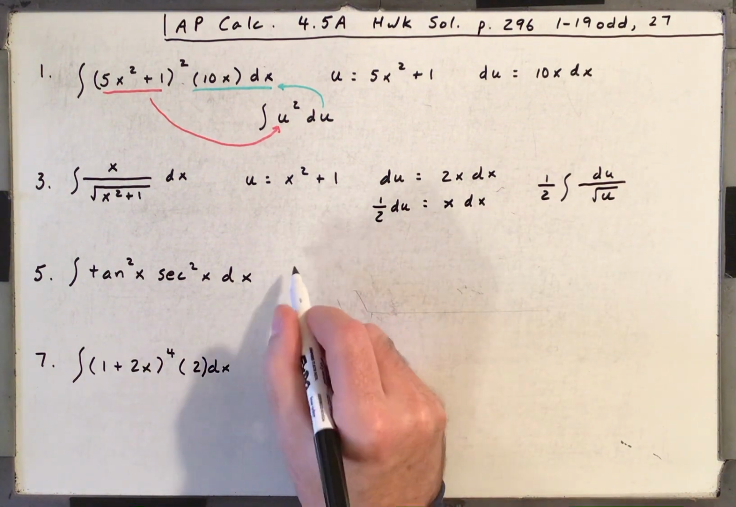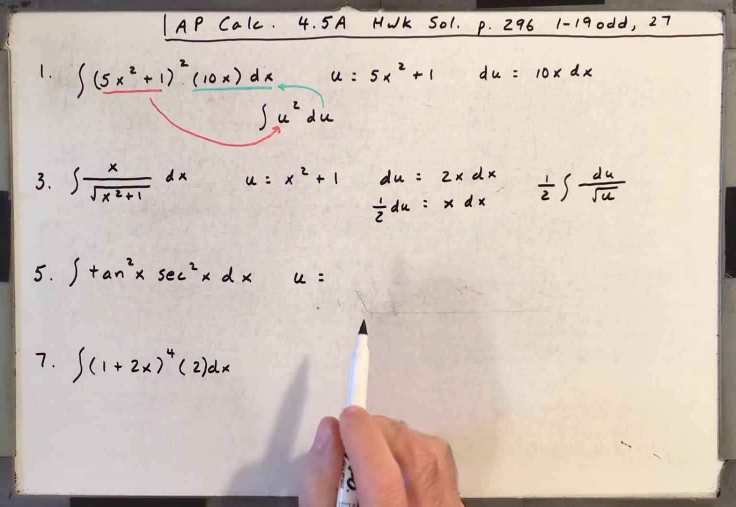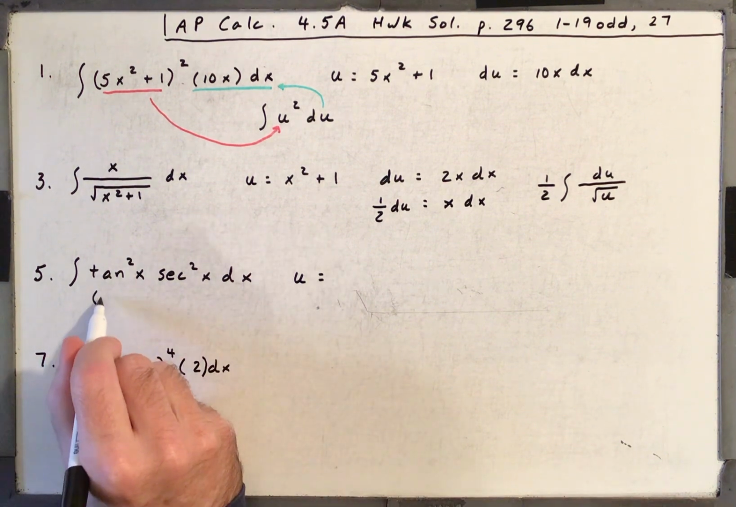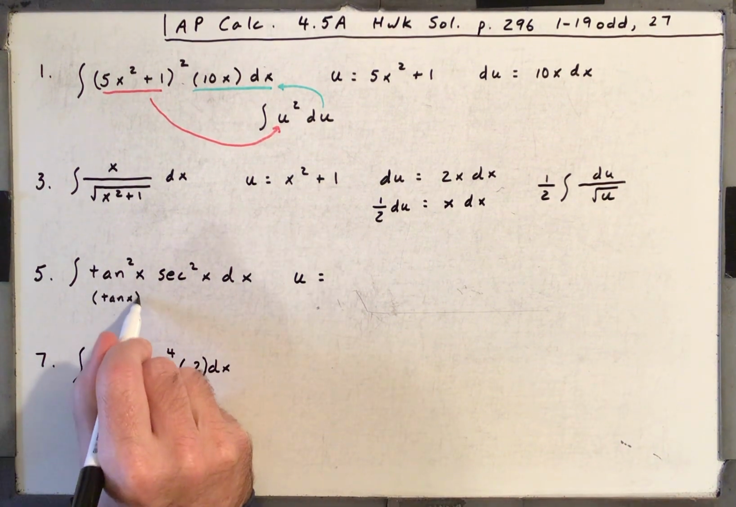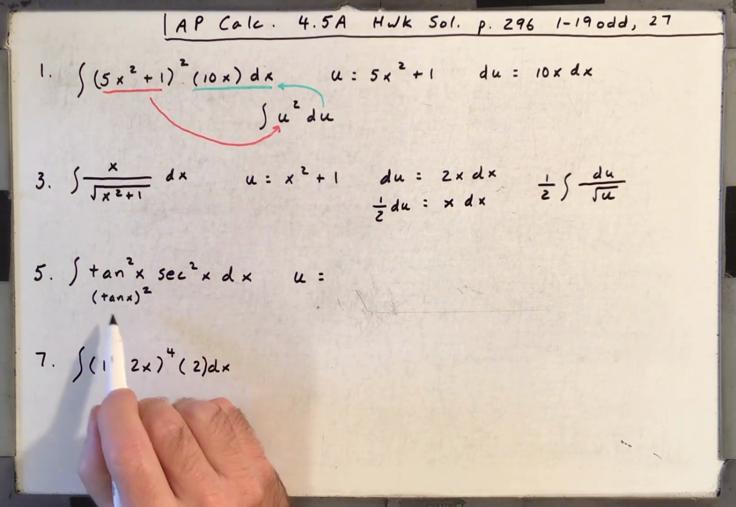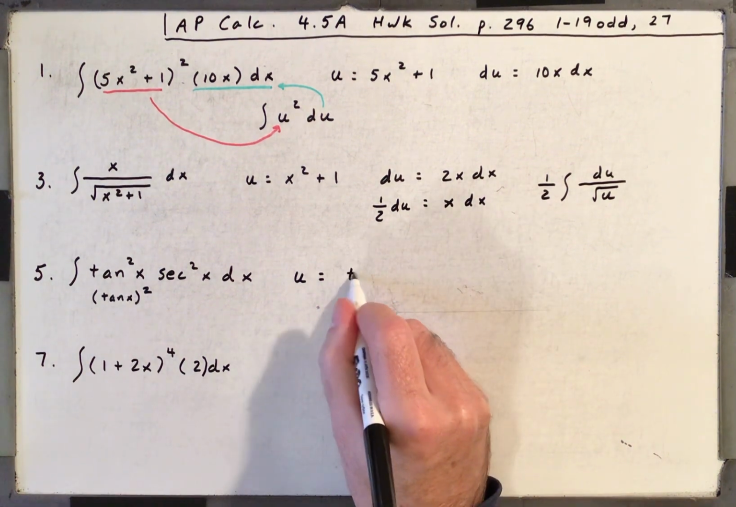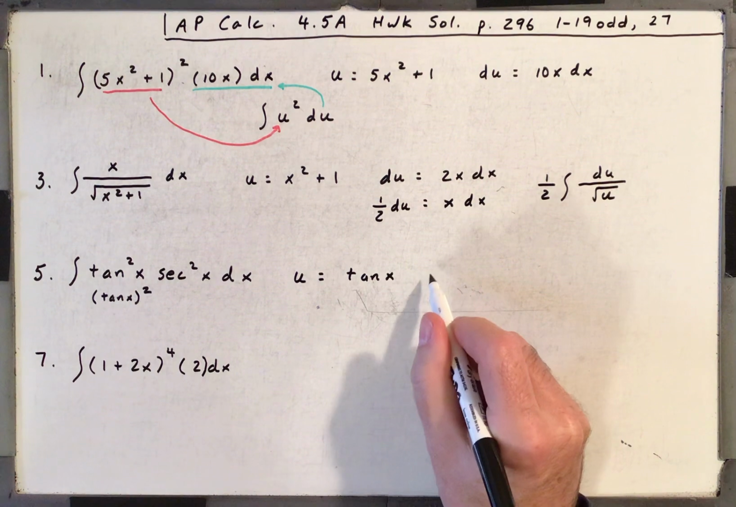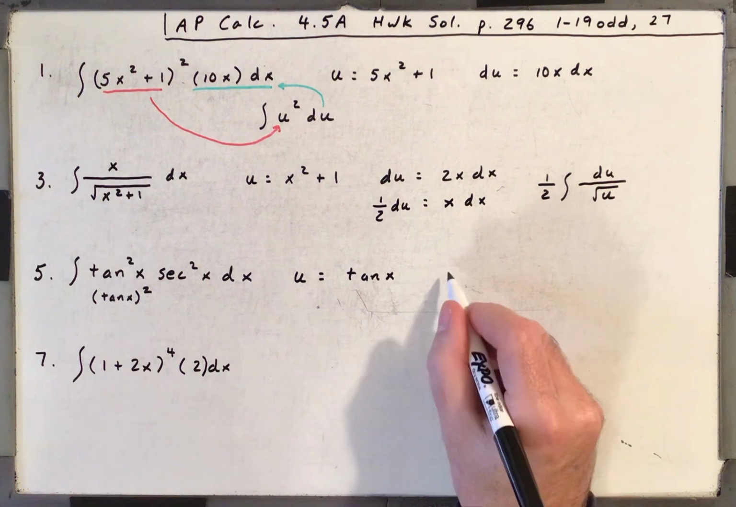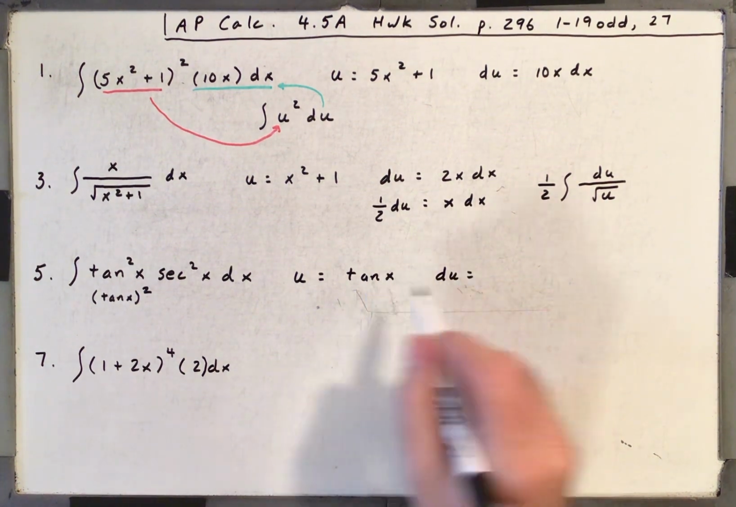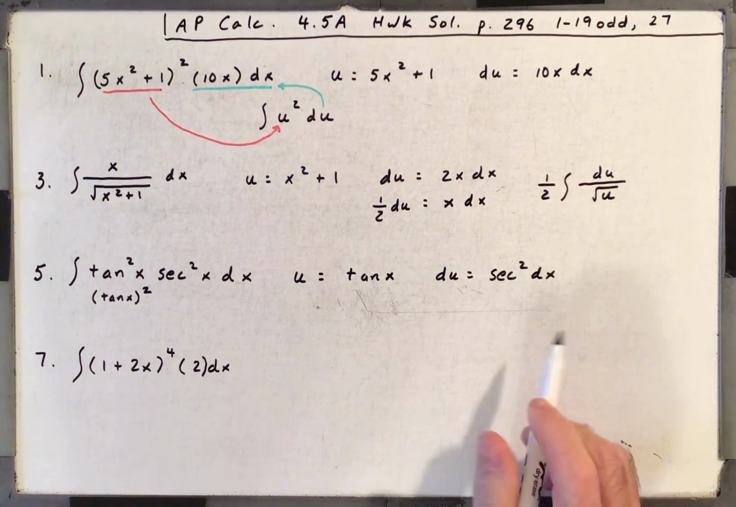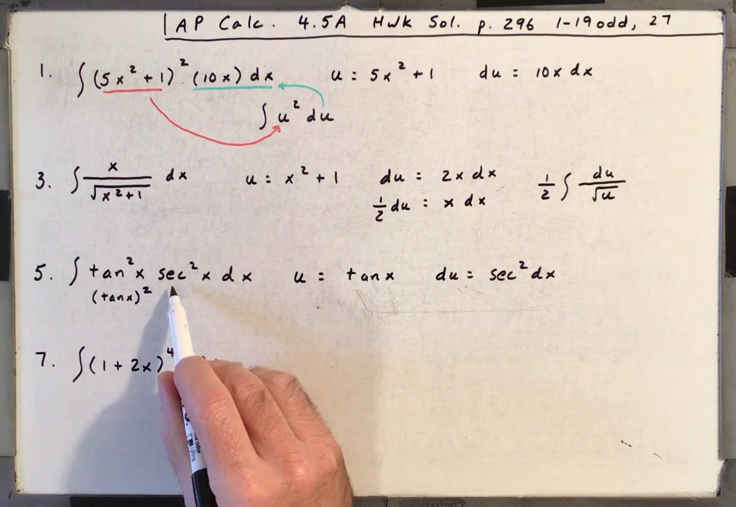For number 5, the one that makes sense to pick u. Now, remember, tangent squared x is the same as tangent x all squared. Okay? Those two are exactly the same thing. So if you pick tangent x to be u, the derivative of that has to be sitting in the problem. It could be off by a constant. In this case, it's not. So du, what's the derivative of tangent? It is secant squared, and then dx. And that's sitting right in the problem.